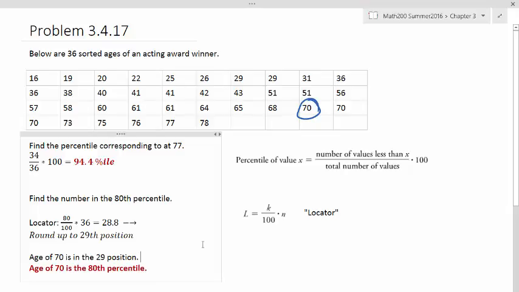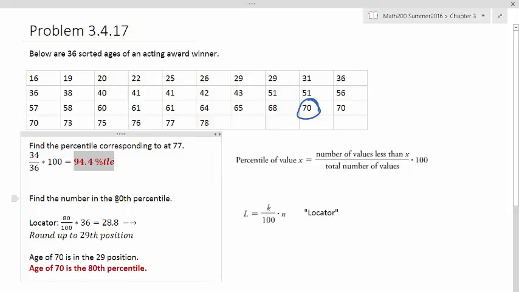We want to make sure that you use these formulas correctly and appropriately and know when to use them. So to wrap it up, when we're looking for the percentile of an x value, a value in our data set, we use this formula. We look at the number of values less than x divided by the total number of values times 100, and this gives us our answer as a percentile.